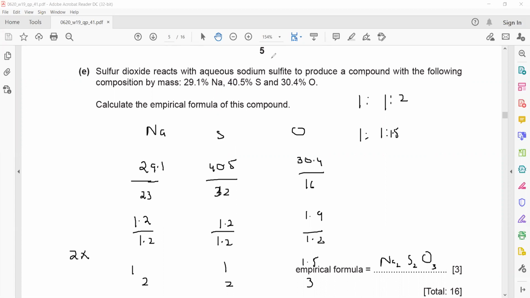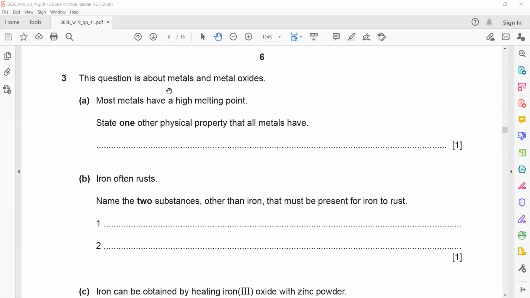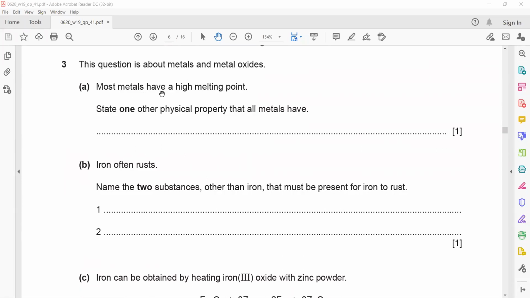This question is about metals and metal oxides. Most metals have high melting points. Suggest another physical property that all metals have. So physical properties which all metals have: they can conduct heat, conduct electricity, and they are malleable. Not all metals are hard, because for example group 1 metals are soft metals, they can be cut by a knife. So you have to mention one physical property that all metals have.